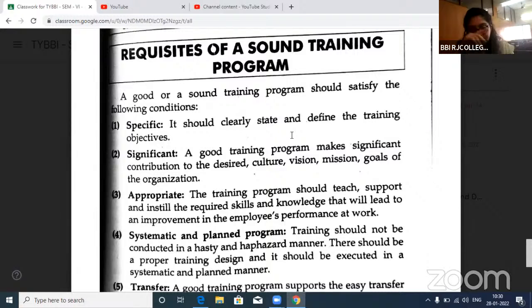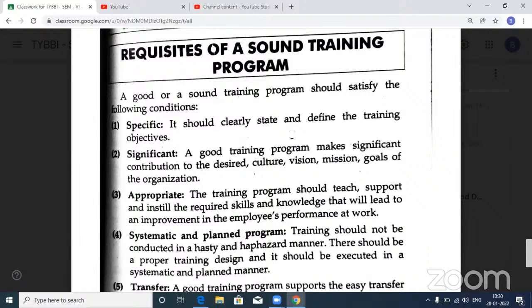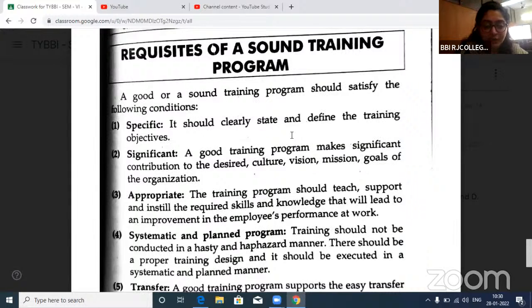Yes, did you understand? Yes, ma'am. Everybody understood? Yes, ma'am. Now look at the next point, requisites of sound training program. What do you mean by requisite, students? What do you mean by requisites? Come on, you cannot say that you don't know. Requisites means requirements. What all things are required for having a sound training program? Sound means good, good enough. Okay, for having a good training program, what are the requirements?